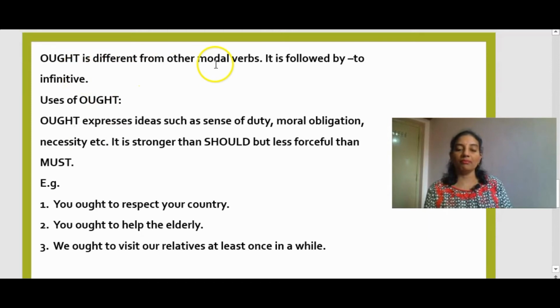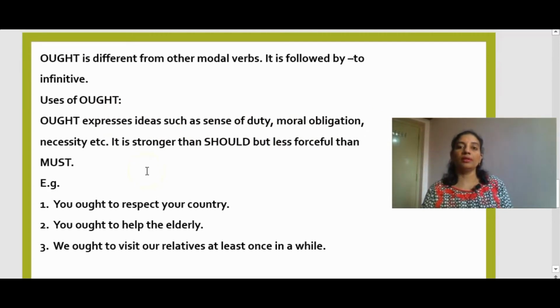Okay, next modal is ought. Ought is different from other modal verbs. It is always followed by a to-infinitive: ought to or ought not to, or ought I to in questions. Uses of ought: ought expresses ideas such as sense of duty, moral obligation and necessity.